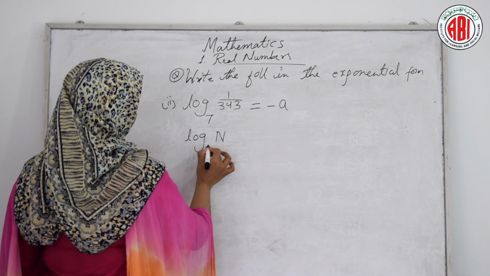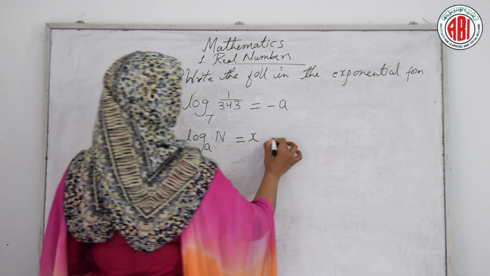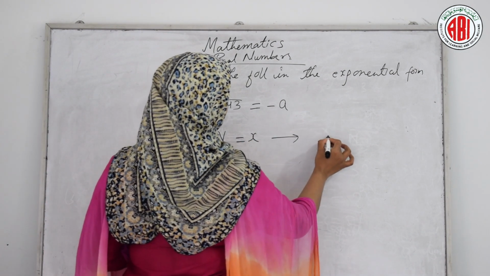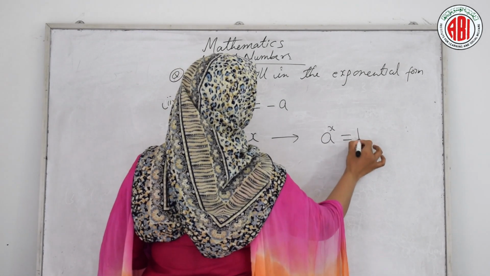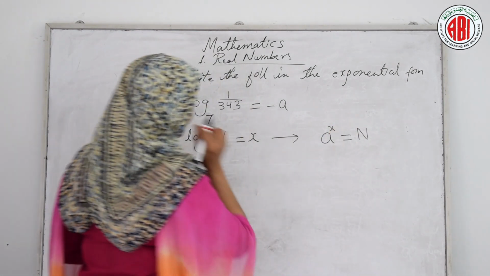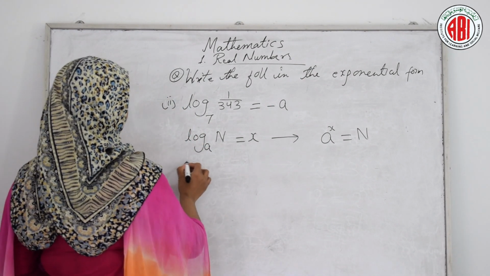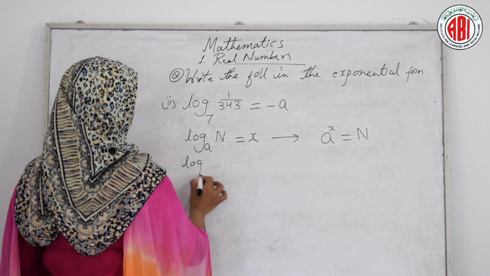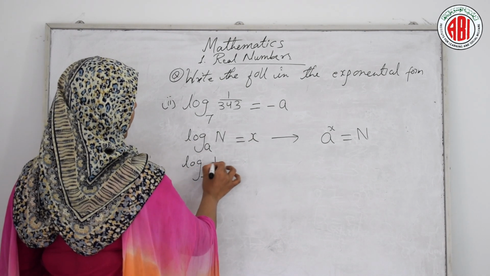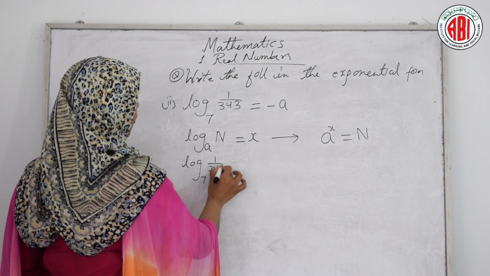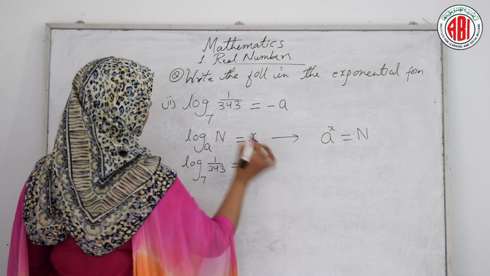log n base a is equal to x. That you have to convert in exponential form: a to the power x is equal to n. In the exponential form you are supposed to write. Now what is it? Log a, in the place of a you have 7, in the place of n you have 1 by 343, in the place of x you have minus a.